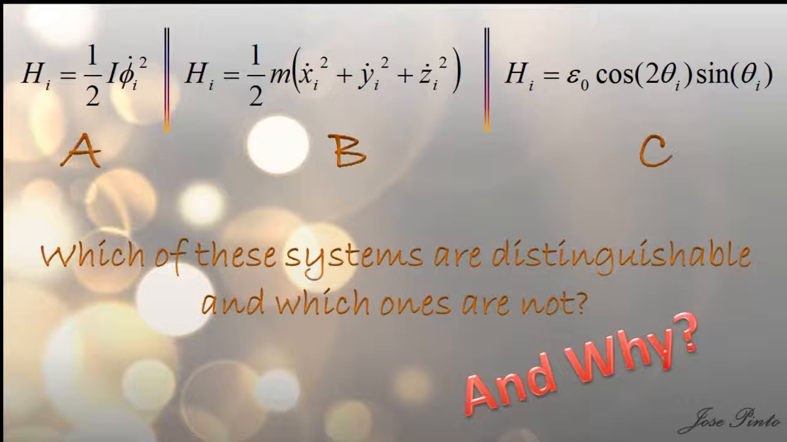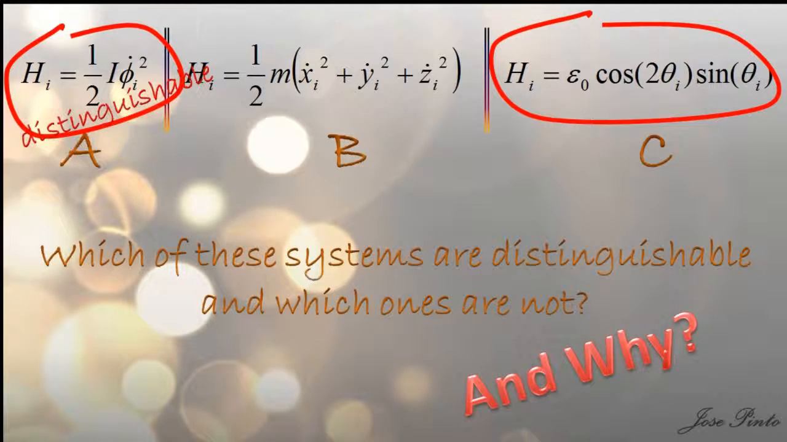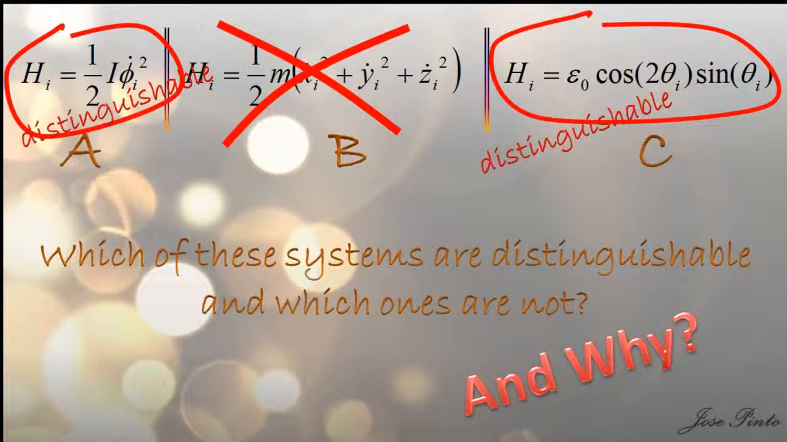Okay, so if you said A and C are distinguishable, then you don't need to watch this video. Go to the next one. If you didn't, then here it is. A and C are distinguishable, and B is not. And here is the reason why.